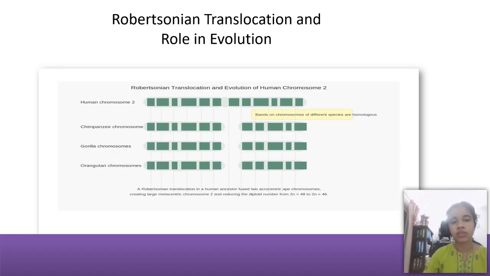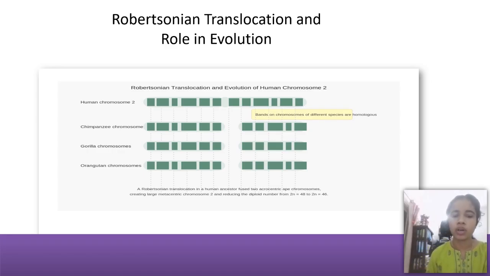This fusion is one of the strongest pieces of evidence that humans and great apes share a common ancestor. The matching banding patterns, like DNA fingerprints, reveal that human chromosome 2 is made from the same pieces found separately in chimpanzees, gorillas, and orangutans. So a single chromosome fusion, like Robertsonian translocation, helped to shape the species that we have become today. And so this is really great and fascinating.